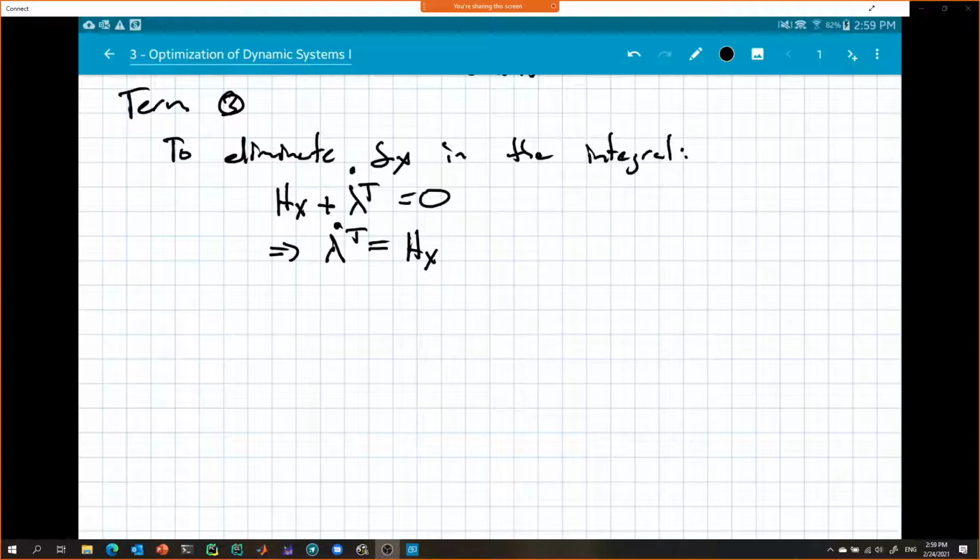Okay, so now we have dynamics. If we need them, we have additional boundary conditions for what we're calling the Lagrange multipliers, and then we have dynamics for the Lagrange multipliers.